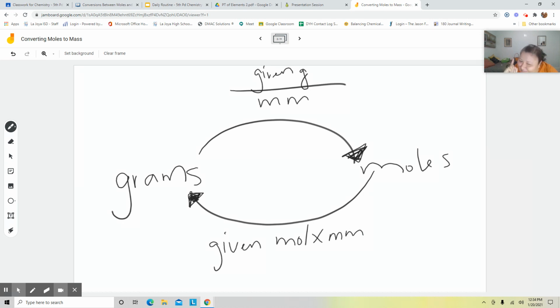Wait for it. Molar mass. There it is. Molar mass. Molar mass is the key that you need in order to change grams to moles or moles to grams. Okay? So keep that in mind when we're working on the question right now.